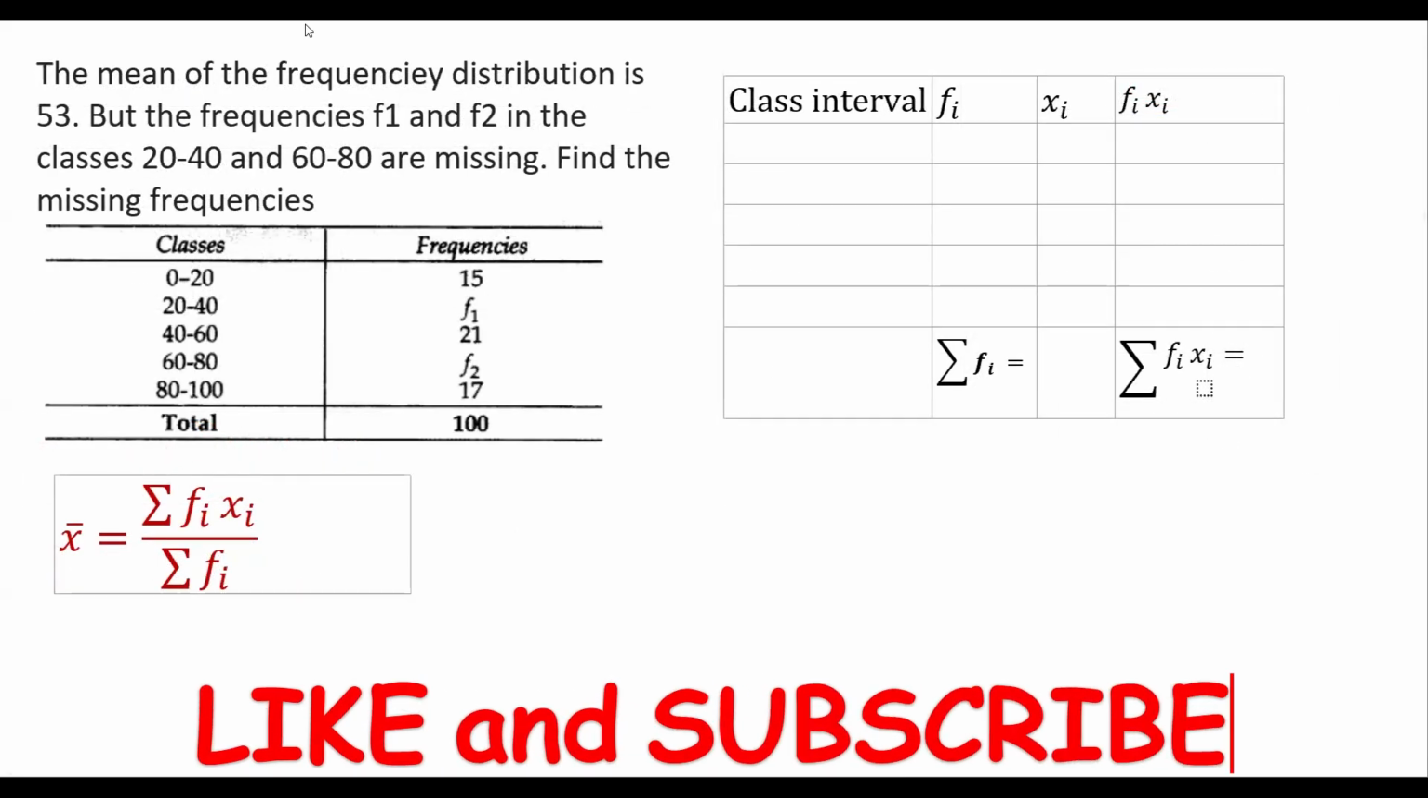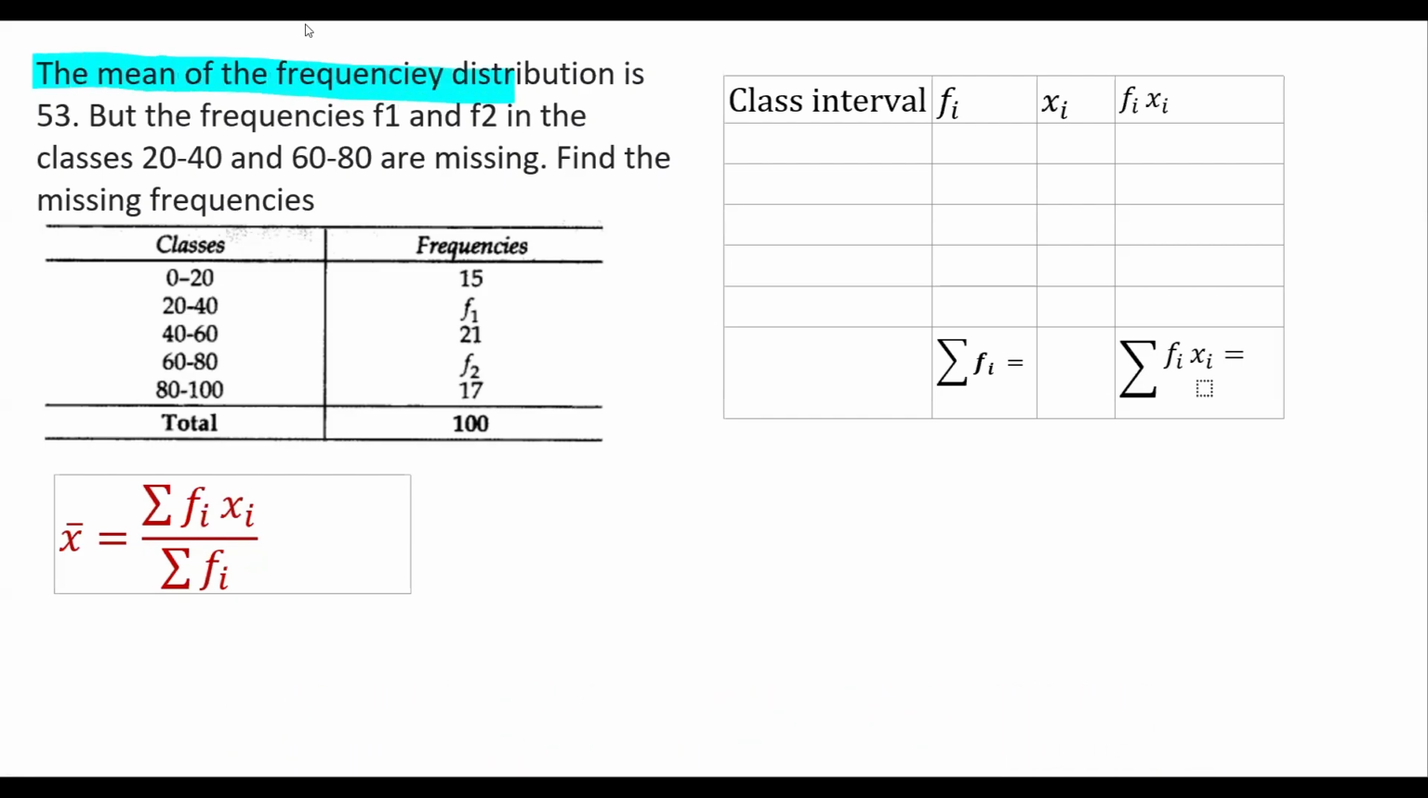In the next question, it says that the mean of the frequency distribution table is known, that is x bar, but the frequencies f1 and f2 of the classes 20 to 40 and 60 to 80 are missing. What we have to find out are these missing values. Now, the first relation we can get between f1 and f2 is that the sum of these numbers is given as 100, right?